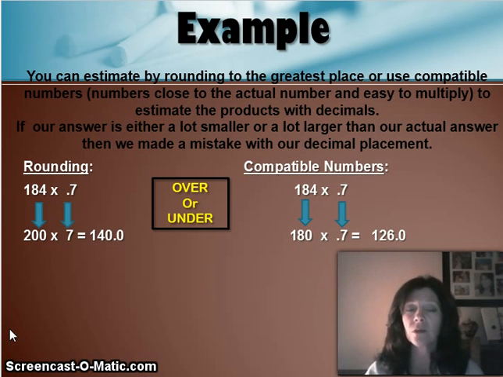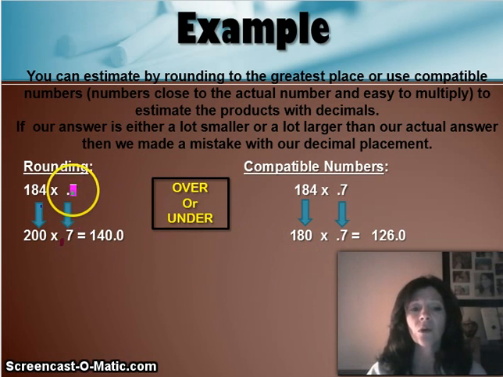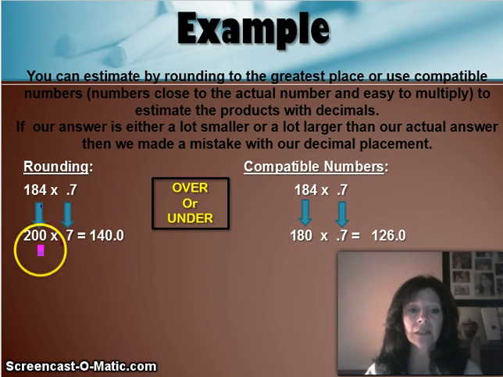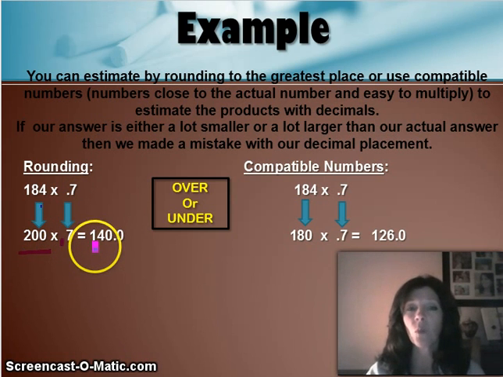So let's look at this example that I have up here. When you're looking at rounding, which is estimating to the greatest place value, we have the number 184 times 0.7. Rounding 184 to the greatest place value is 200. Oh, I forgot my decimal in front of my 7. Oh, it's down there. All right. So we're leaving the decimal 0.7 as is. So 200 times 0.7 is 140.